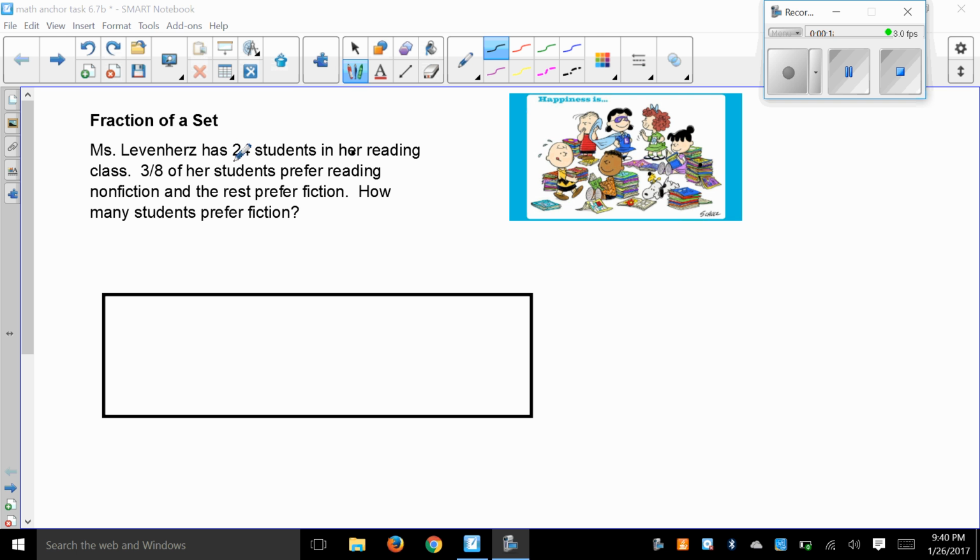So if I look at the problem, I know that 24 students is important. That's telling me what my whole set is. Of course, 3/8 prefer reading nonfiction, and the word rest is a key word. Prefer fiction. And finally, it says, how many students prefer fiction? So this is the question that I need to make sure I answer. How many prefer fiction?